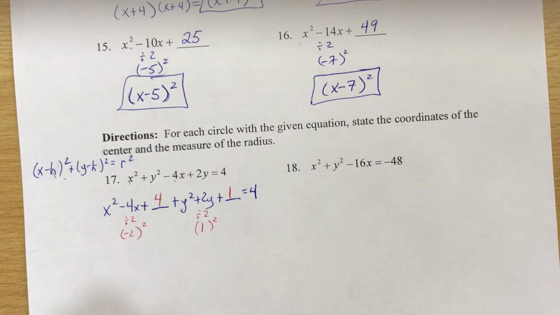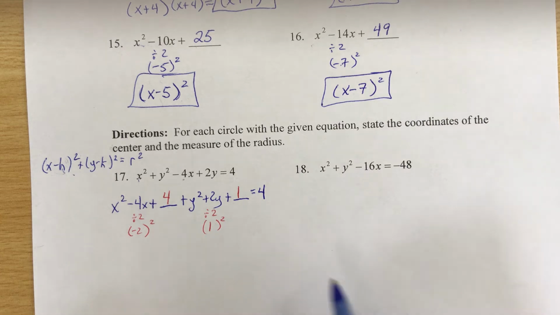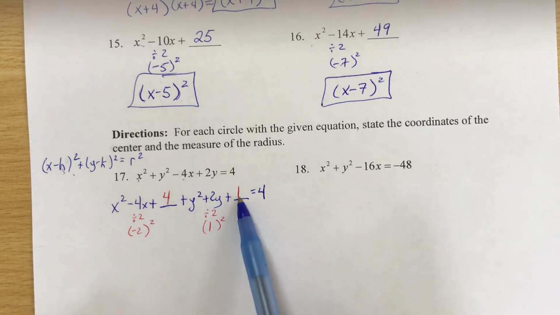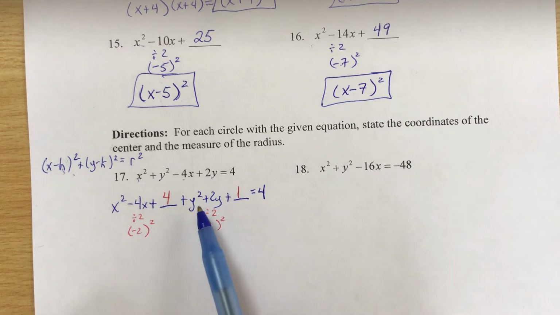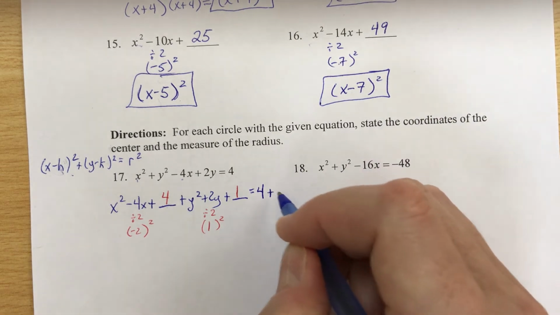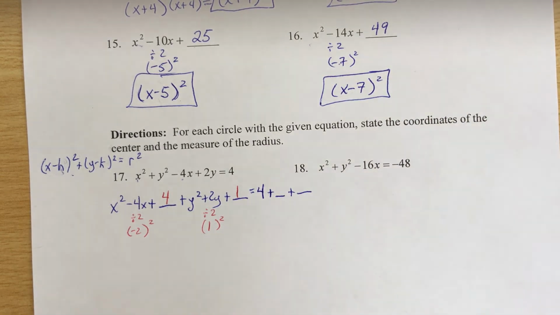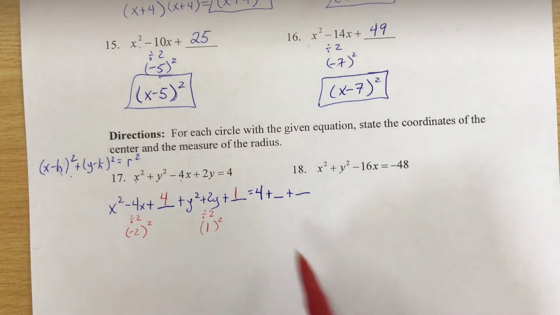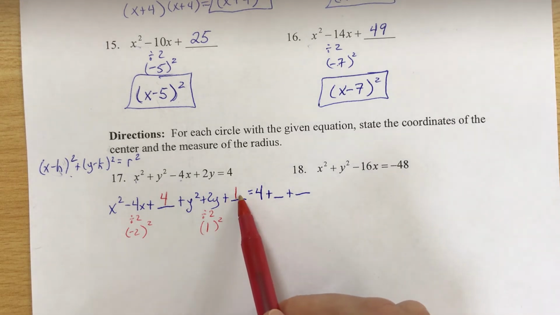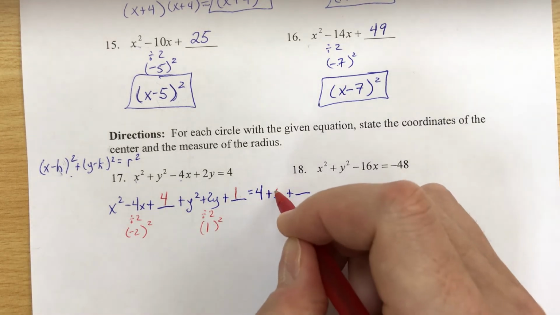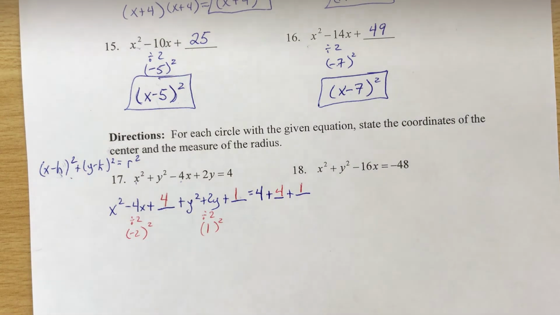Okay, now there's one other thing I need to do in the equation. I just added 4 and 1 to the left side of the equation. Whatever you add to one side of an equation, you have to add to the other side. So if I'm going to add 4 and 1 to the left side, to balance, I need to add 4 and 1 to the right side to keep things equal.